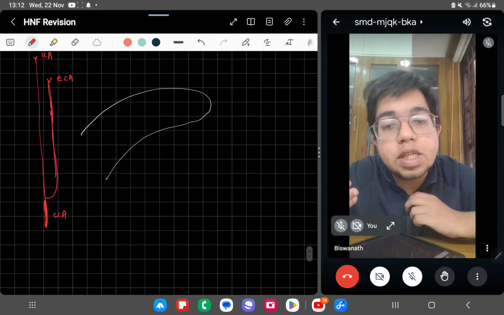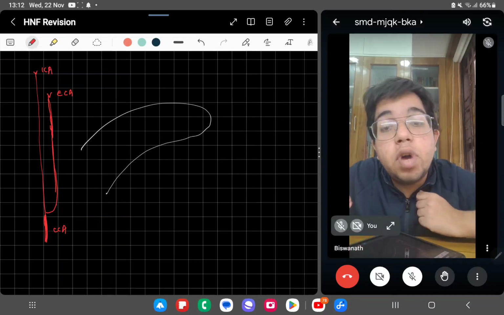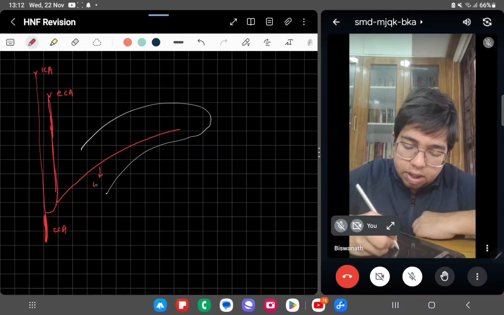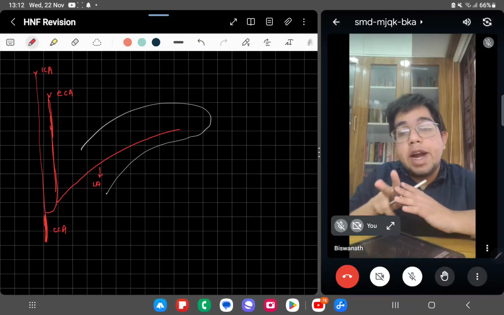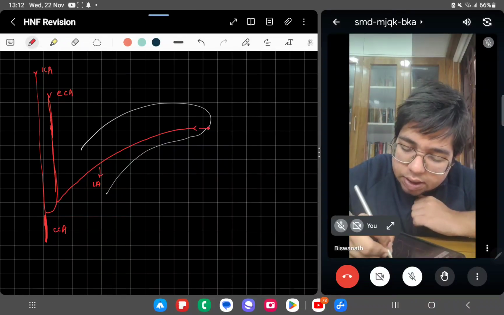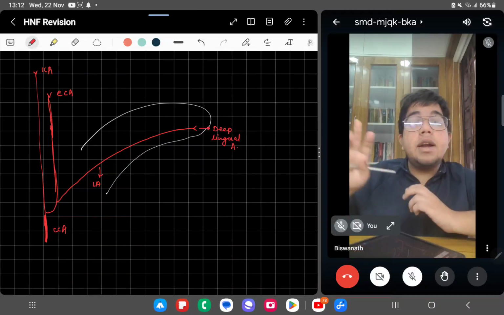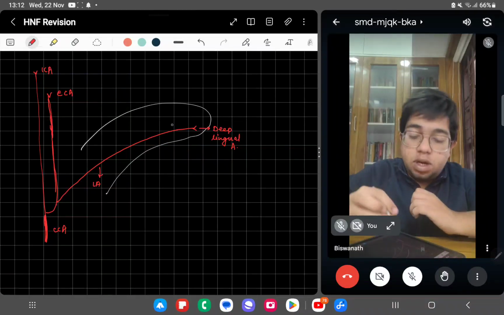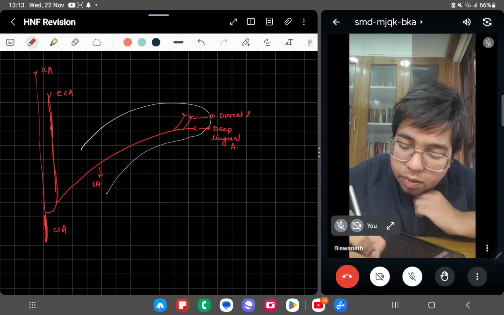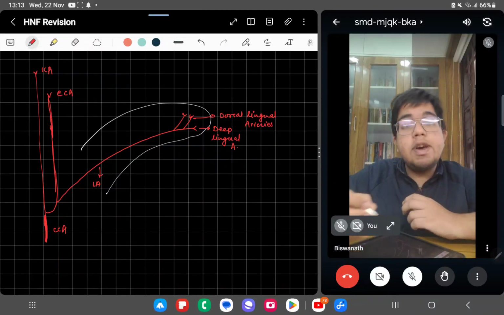And how is it giving branches to the tongue? A branch from the external carotid artery is called the lingual artery. This lingual artery divides into the deep lingual artery and two dorsal lingual arteries. It continues as the deep lingual artery, and two other branches are called the dorsal lingual arteries.